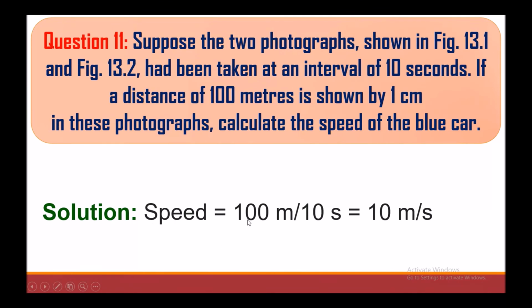So the speed equals 100 meters upon 10 seconds. So we will divide 100 by 10. So we will get 10 meters per second.